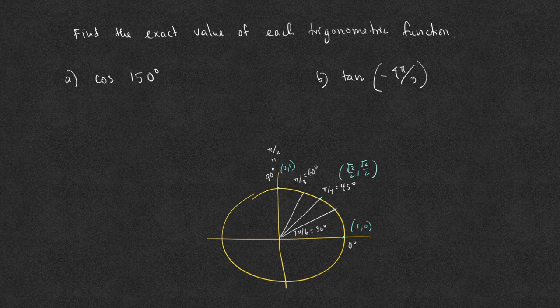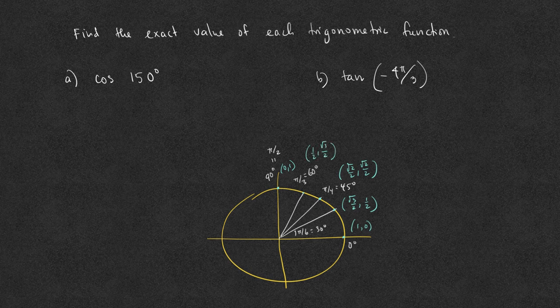At 30 degrees or pi over 6, x is longer than y. X is root 3 over 2, y is 1/2. And at pi over 3, x is shorter than y. So x is 1/2, y is root 3 over 2.